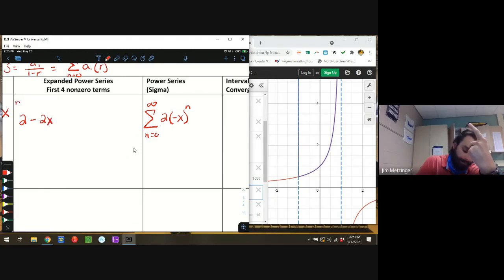So for us, n is 0, then n is 1, then n is 2, and then n is 3. That'd be my first 4 terms. All right, so now I put in 2 for n. Well, 2 times negative x squared just makes plus 2x squared. Then I put in 3 for n, 2 times negative x to the 3rd power. So that makes minus 2x to the 3rd. And then that's just going to continue on forever.